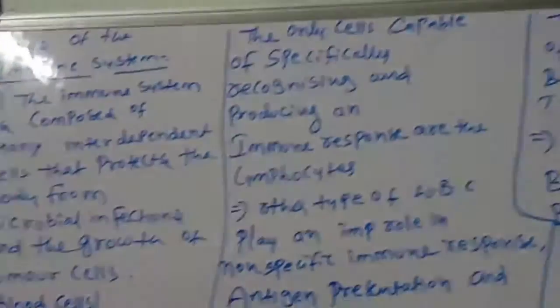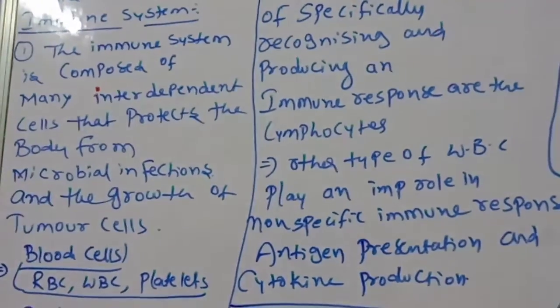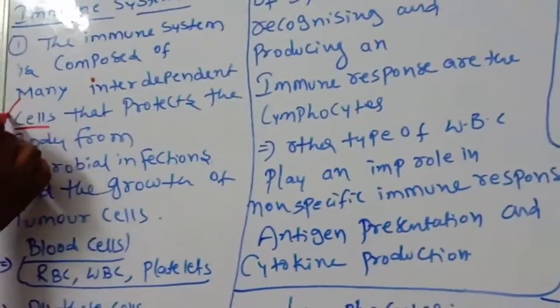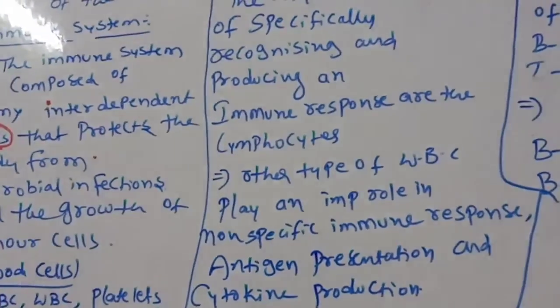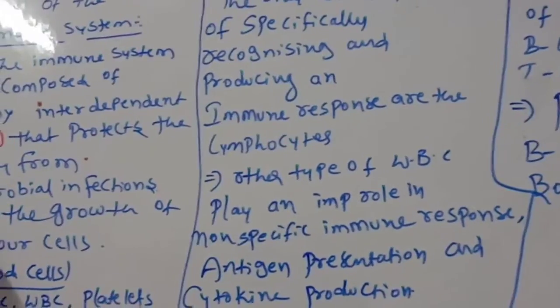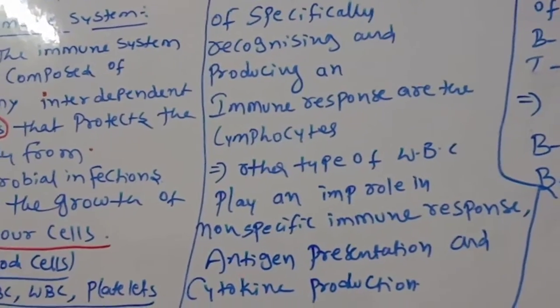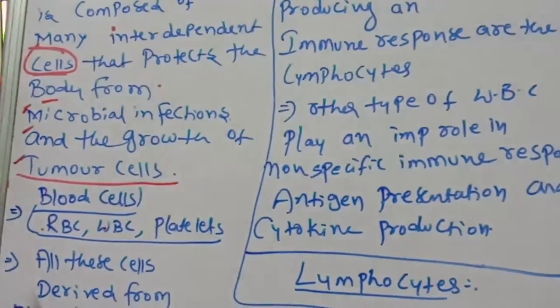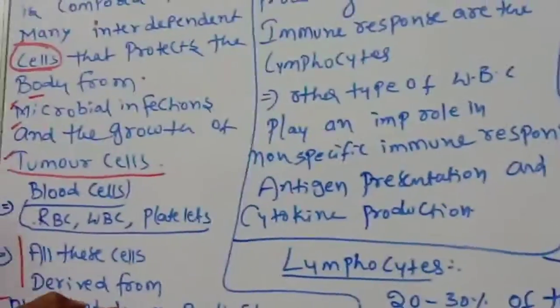Observe very carefully what we are discussing. The immune system is composed of many interdependent cells that protect the body. Interdependent means one will help another. They protect the body from microbial infections and the growth of tumor cells. So there are types of blood cells. The table we will discuss tomorrow. But the blood, you know very well, RBC, WBC, platelets, all these are derived from which one? Pluripotent means different types of cells. From hematopoietic stem cells.